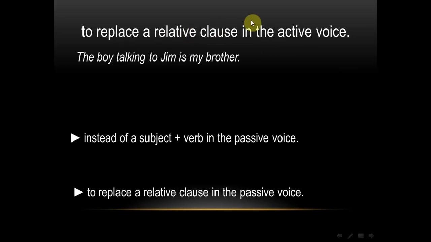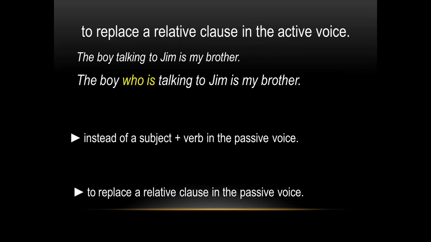For example, the boy talking to Jim is my brother. أصل الجملة إيه؟ The boy who is talking. دي relative clause، جملة موصولة بضمير وصل. حذفت ضمير الوصل وحذفت الفعل، اوكي، وسبت الجملة اللي بقت the boy talking to Jim is my brother. طيب.